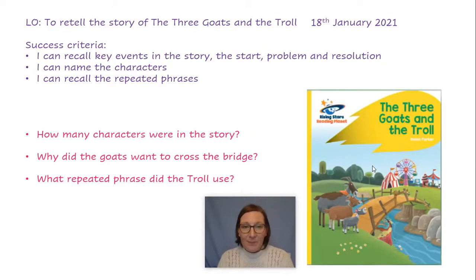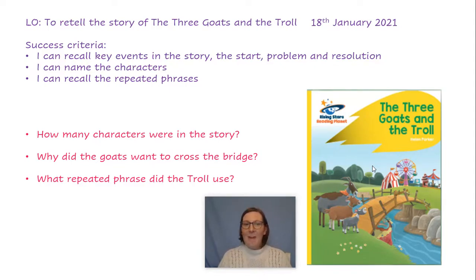Okay, so today we're going to be thinking about retelling the story of the three goats and the troll. Now, you're going to be successful if you can recall the events in the story, so the start, the problem, and the resolution, if you can name the characters, and if you can recall those repeated phrases. So before we begin, can you remember how many characters were in the story? And can you remember why the goats wanted to cross the bridge? And can you remember what repeated phrase the troll used? Pause the video here and have a think about that now.